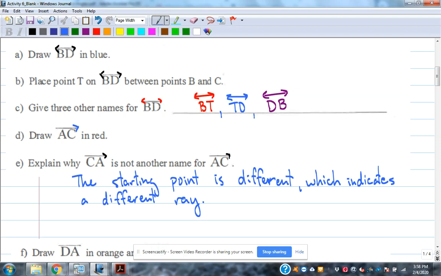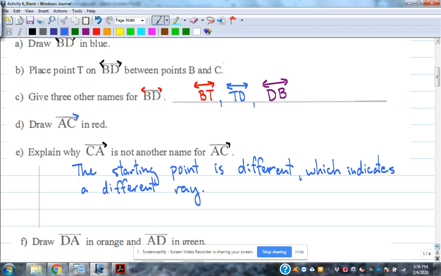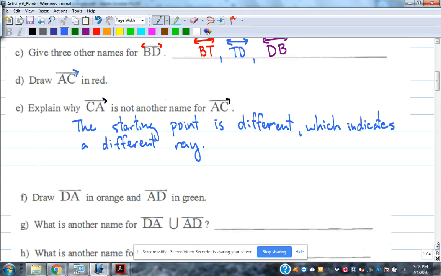If the starting point is the same, then they're going to be there. So look at F. That's a good explanation on E. F says draw ray DA. That's supposed to be a ray. I don't know if you can see it on yours. I zoomed in on mine, and you can see the little arrow there, but it's just not big enough. I'm going to go back and redo these with a better arrow on there. Draw ray DA in orange and ray AD in green.